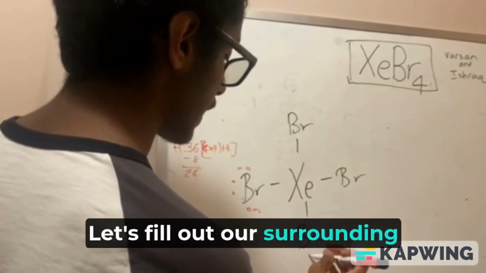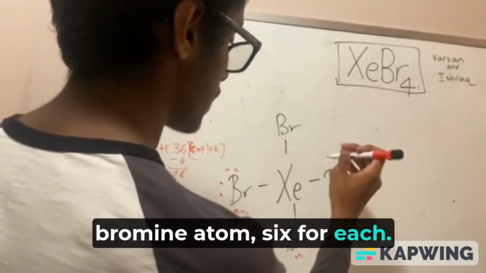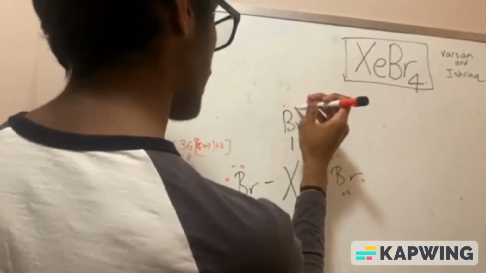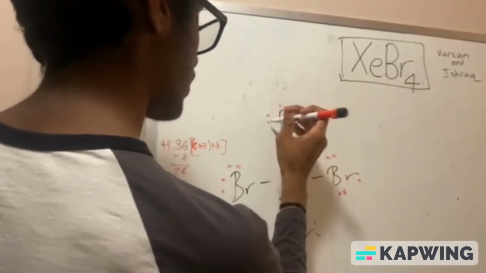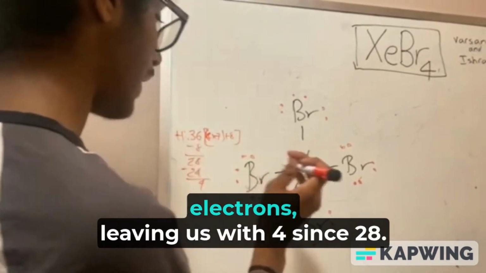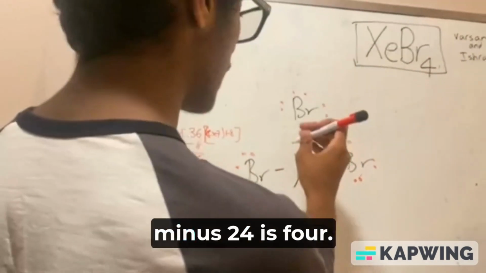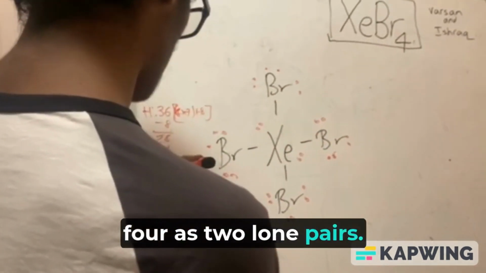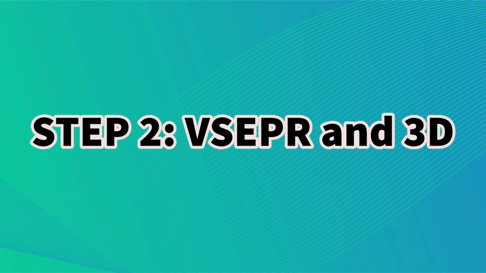Now, let's fill out our surrounding bromine atoms, 6 for each. And that takes up 24 of our electrons, leaving us with 4. 28 minus 24 is 4. So we're going to put down the 4 as 2 lone pairs. Each lone pair has 2 electrons.